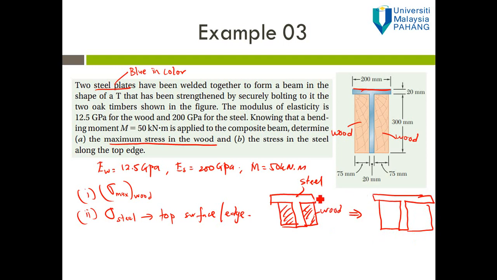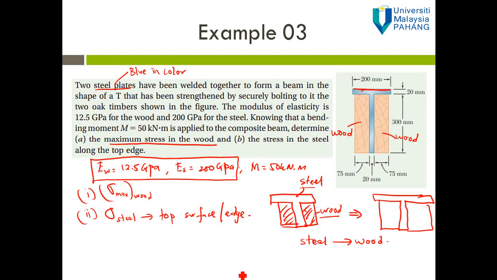Either one. Normally I will transform from the stronger material into the weaker material. How do we know which one is stronger? By looking at the Young modulus. Steel has a higher value of Young modulus, so I can say that the steel is stronger than the wood. So for this case, I will transform steel into wood.